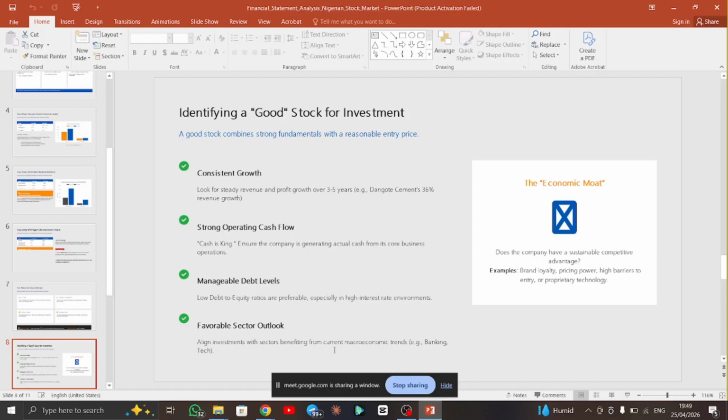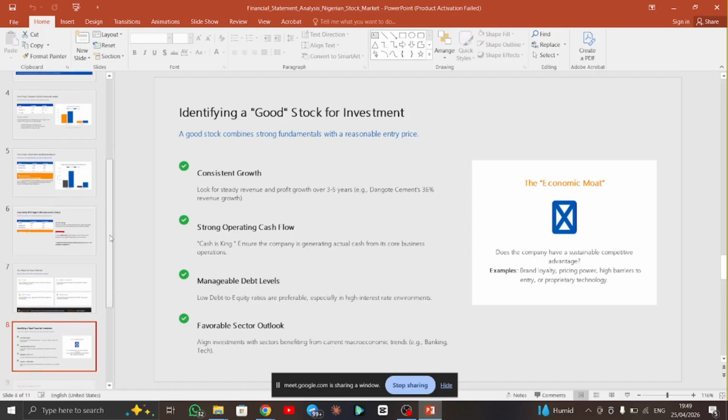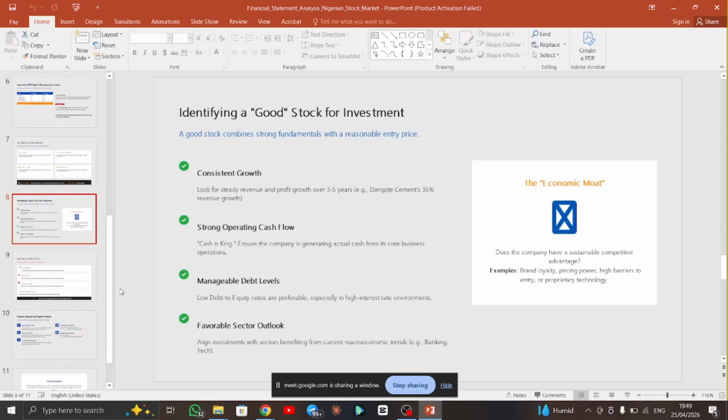Like in Nigeria now, we have some good sectors. The banking sector is doing very well in Nigeria. The tech sector, although it is more of United States stocks, is doing very well, right? Consumables and agro-allied are doing very well in Nigeria, and the construction sector also is doing very well in Nigeria. So you make sure you identify all these things. When you identify them and you're able to look at your fundamentals and it's okay, you can go ahead and buy those stocks.